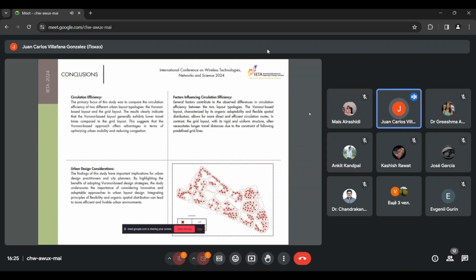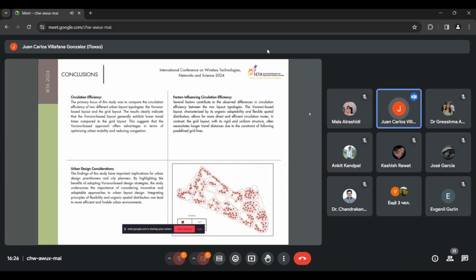For the factors influencing circulation efficiencies, several factors contribute to the different circulation efficiency observed between the two layout topologies. The Voronoi-based layout, characterized by its organic adaptability, flexibility, and spatial distribution, allows more direct and efficient circulation routes. In contrast, the grid layout, with its rigid and uniform structure, often necessitates longer travel distances due to the constraint of following perfect grid lines.